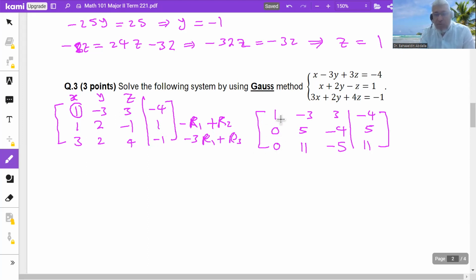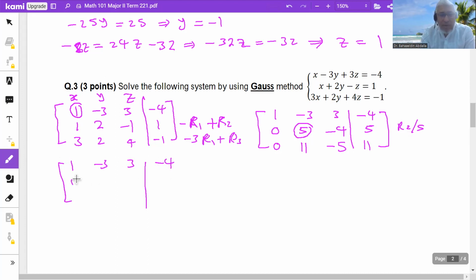The first column should be 1, 0, 0. That's excellent. Now I go to the second column, and this number has to be 1. I have to make it 1. Well, how to make it 1? I can either use the third row, or I just divide, but it is not easy to use the third row here. So I'll just divide by 5. So I say row 2 should be divided by 5. Now the new matrix will be the first row as it is.